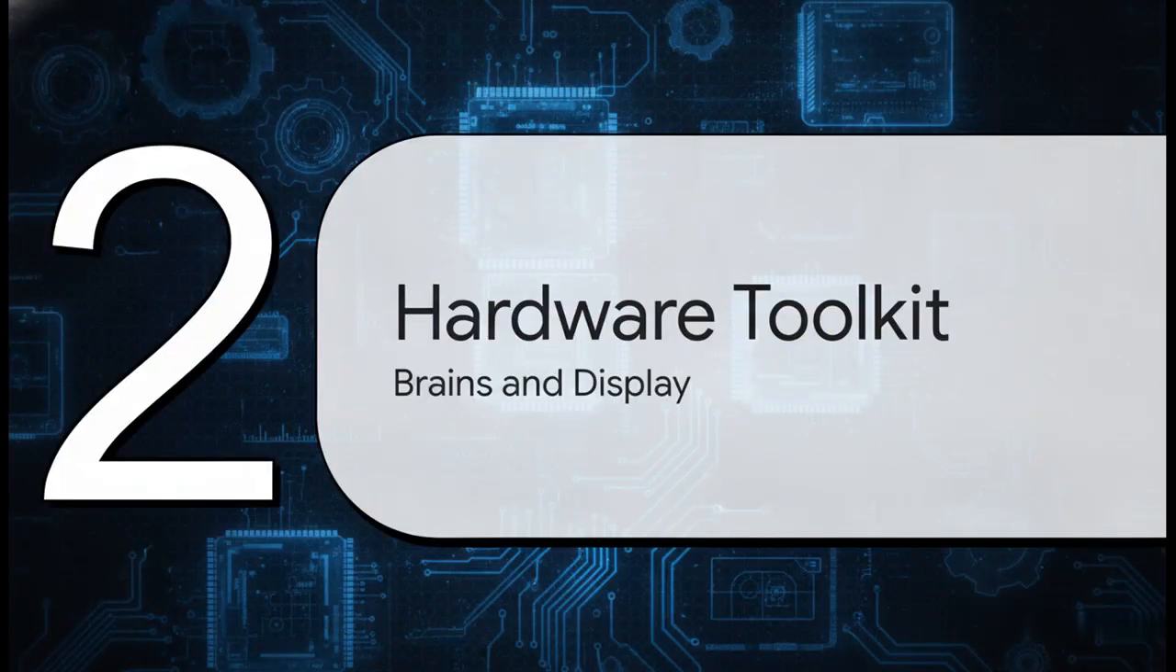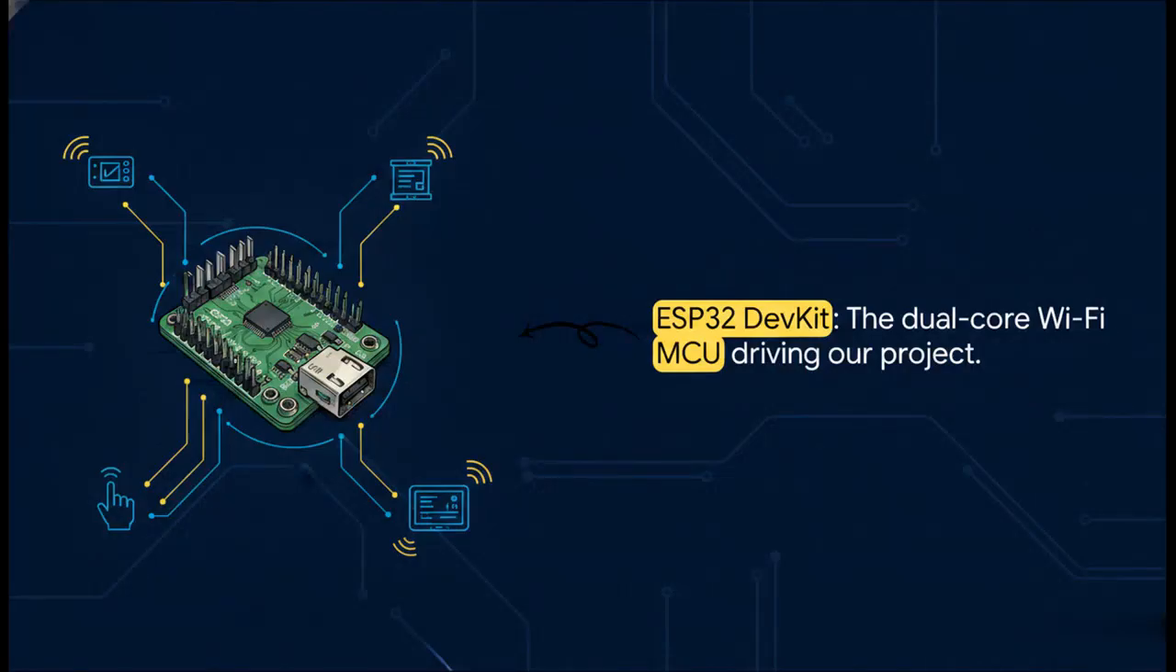Moving right along to part 2, meet your hardware toolkit, the brains and the display. Say hello to the ESP32 Dev Kit. This is a remarkably powerful dual-core Wi-Fi microcontroller, and it's basically the brains of our entire operation. It's going to drive the display and all our peripherals, and the main reason we absolutely love the ESP32 for HMIs is that dual-core architecture.